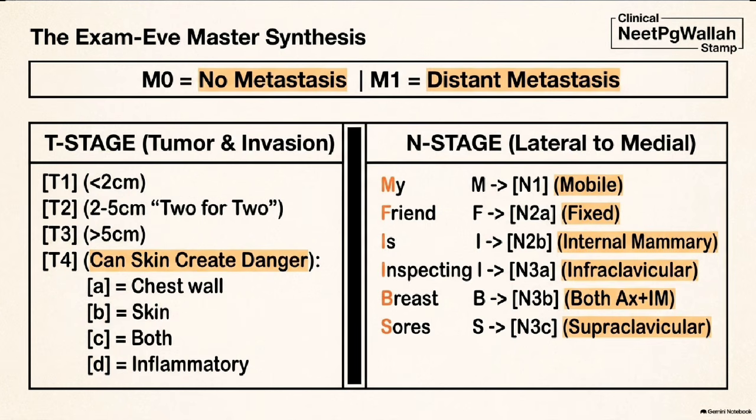Okay, I highly encourage you to take a mental snapshot, or honestly, a real screenshot of this visual. This is your exam eve master synthesis. Right at the top, M0 is no metastasis, M1 is distant metastasis. Down the left, you've got your entire T-stage logic, the 2 for 2 size ruler, and the can skin create danger invasion layers. And on the right, your N-stage logic, perfectly aligned with the my friend is inspecting breast sores lateral to medial progression. Everything we've covered interacts perfectly right here in one comprehensive framework.